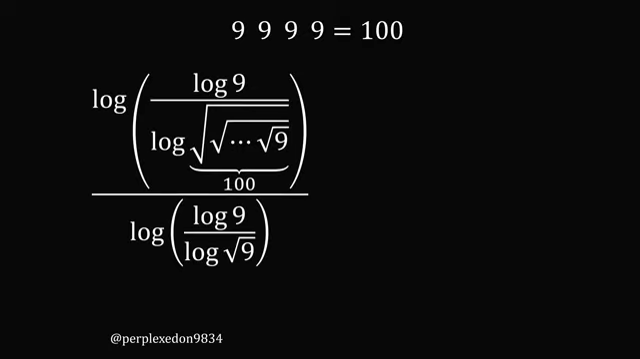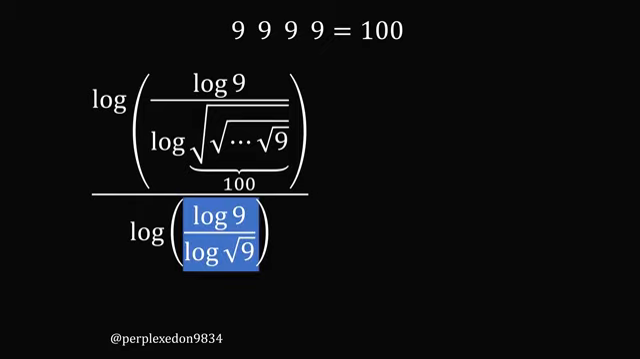Now here's a final solution, which is completely amazing and crazy, and it's worth understanding why it works. So this expression is a fraction where we have the logarithm of something in the numerator and the logarithm of something in the denominator. Each logarithm has a fraction as an argument, and they're kind of similar to each other. So in the numerator, we have the logarithm of 9 divided by the logarithm of 100 square roots of the logarithm of 9. And in the denominator, we have the log of a fraction, which is log 9 divided by the log of square root of 9.